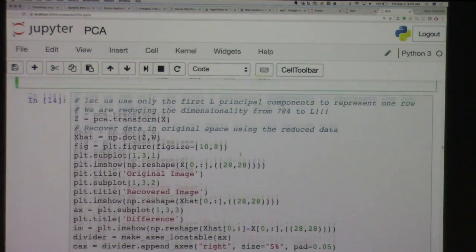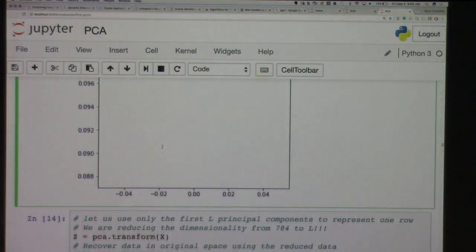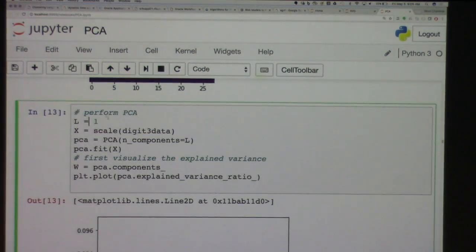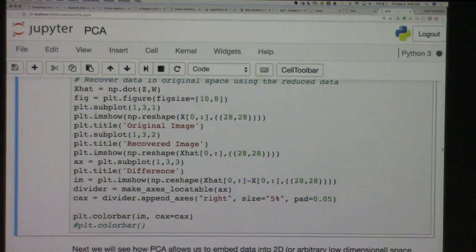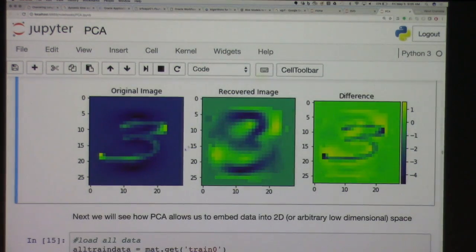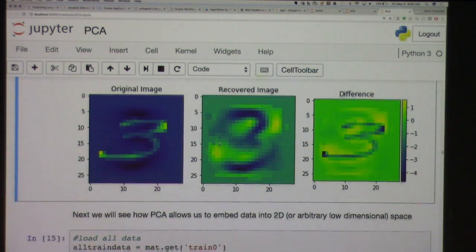And then, of course, this is a pretty drastic case where I'm saying I only want to use one principal component, but you can try larger numbers. I think we did that last time. And then you'll see that, okay, you are slowly getting closer to the original image and so on, right? So that is the idea.